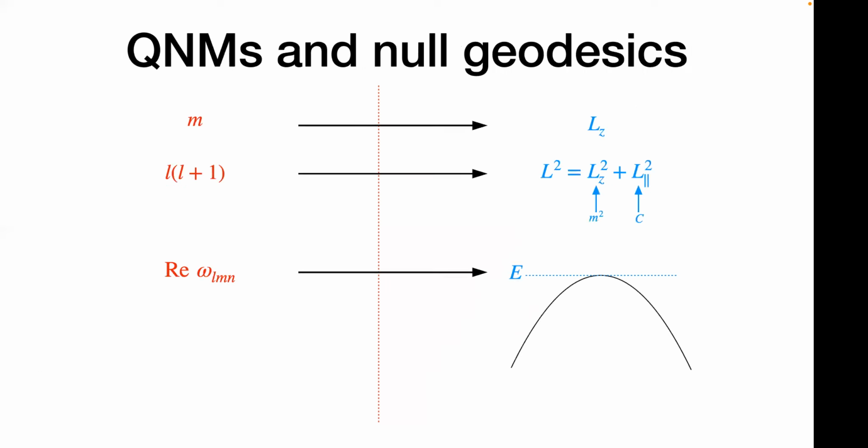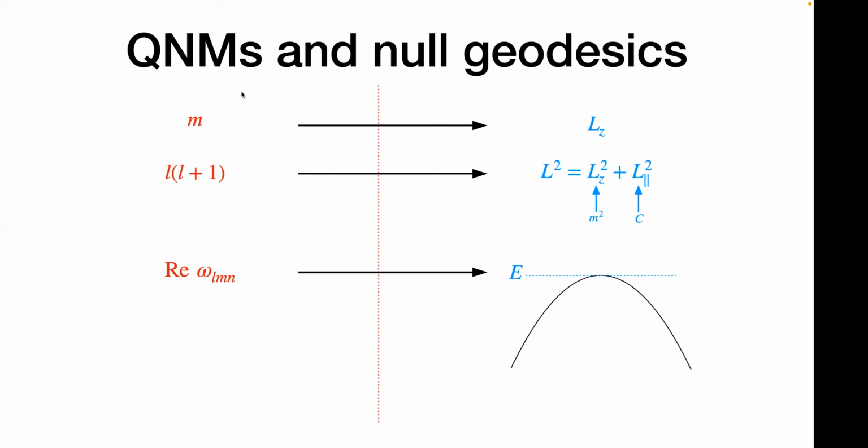So in this way, we can construct a map between a quasi-normal mode and a class of null geodesics. A quasi-normal mode is labeled by 3 indices, m, l, and n. Here n is the index for the overtone. And a null geodesic is accompanied by 3 first integrals: L_z, the Carter constant C, and the total energy.